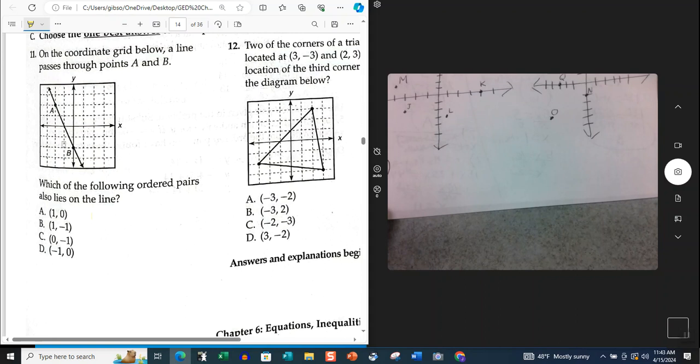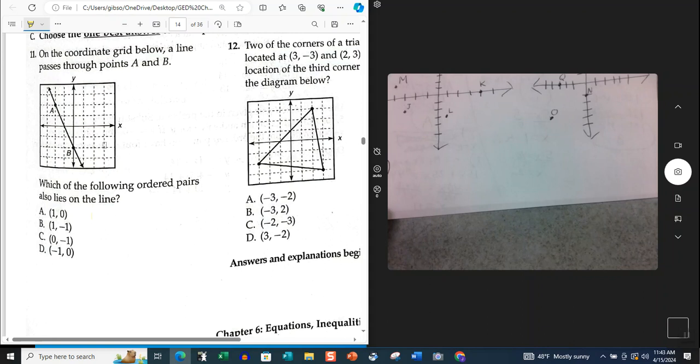So we look here at 1, 0. We start at the origin. We go to the right 1 and we stop here. So that doesn't work. Okay, we go back to the origin. We go over 1 and then down 1 for B. That doesn't work. We go to C. We're at the origin. X is 0, so we stay at the origin for X, but then we go down 1 for Y. So that doesn't work.